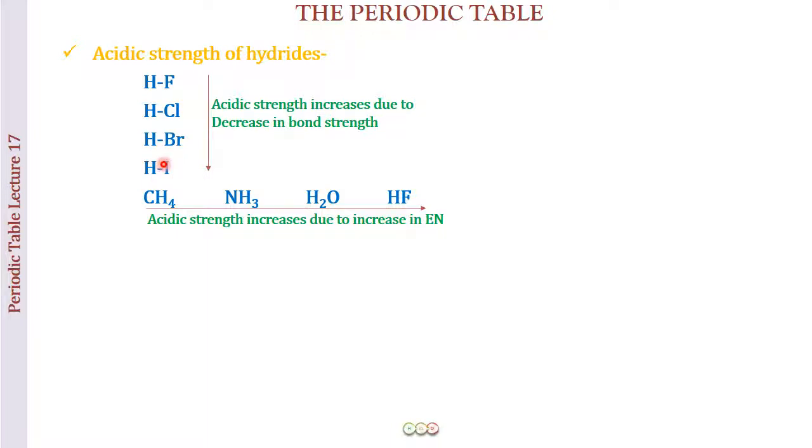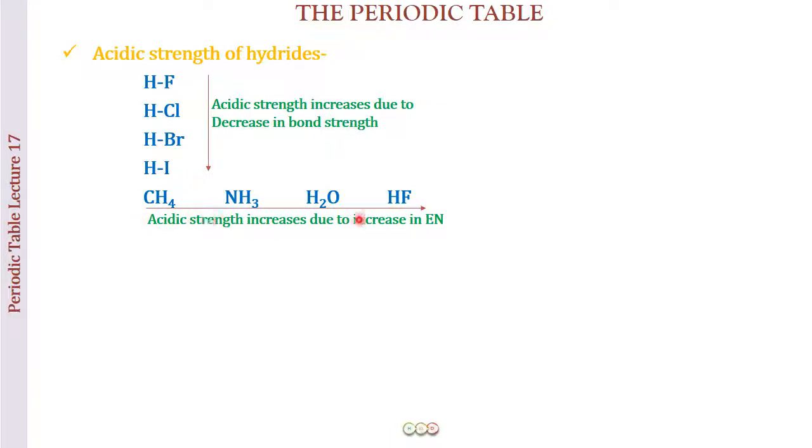So the bond between H and I is going to break much more easily than the bond between H and F. Hence, as this bond is weak, the acidic strength of HI is going to be the maximum. So acidic strength is going to increase down the group due to decrease in the bond strength.